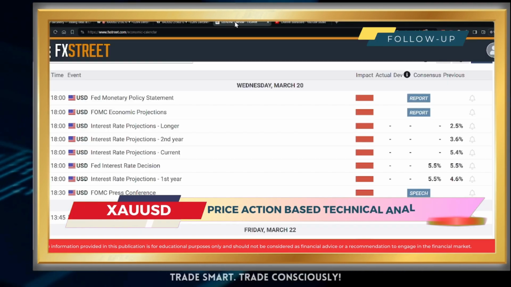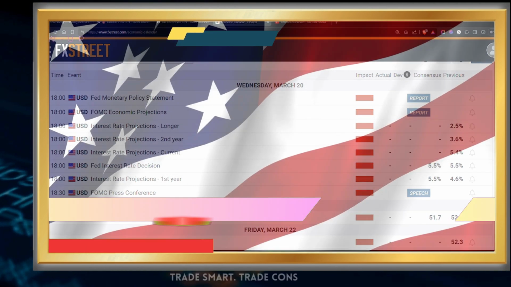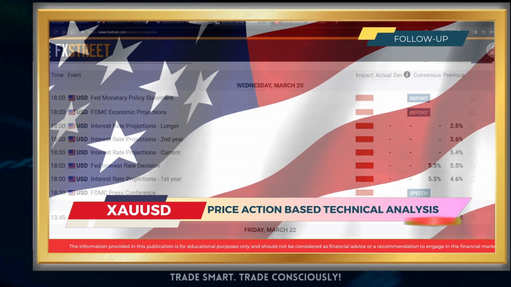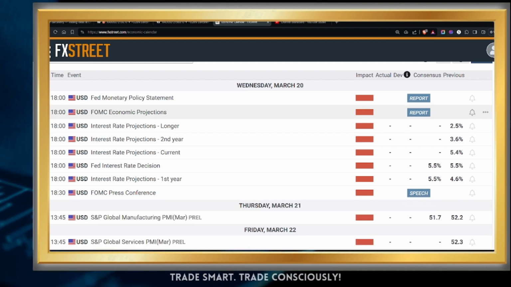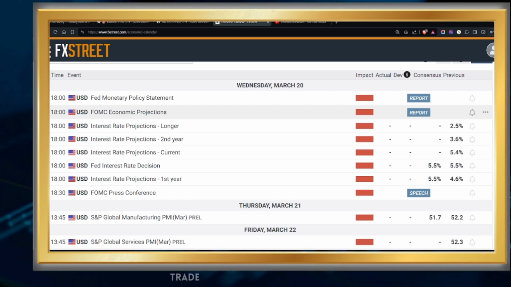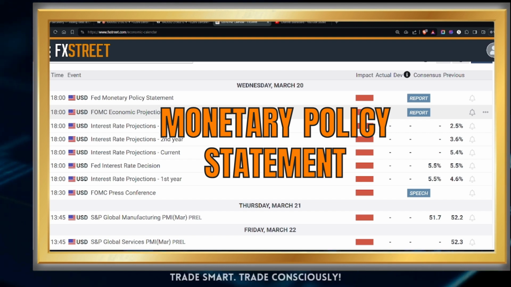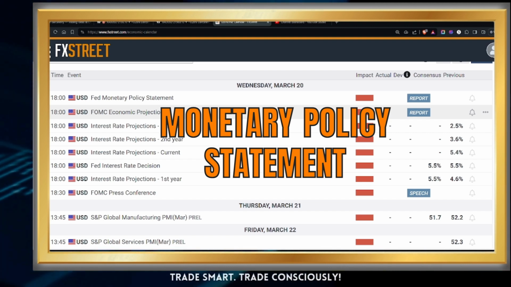So right here on the economic calendar, we are going to be focusing on high impact events from the United States economy. The first event we are going to be looking at for this week is coming in on Wednesday. In fact, we have a bunch of them coming up simultaneously. We have the monetary policy statement, which is a comprehensive assessment provided by the Federal Reserve detailing the economic outlook and the rationale behind monetary policy decisions.